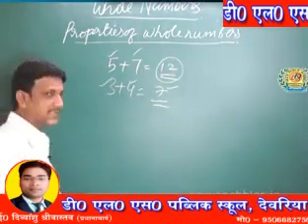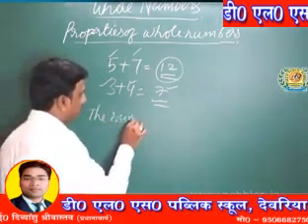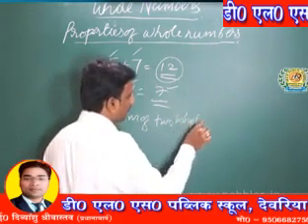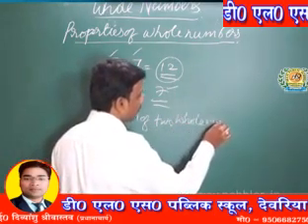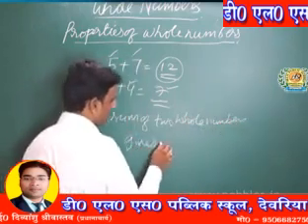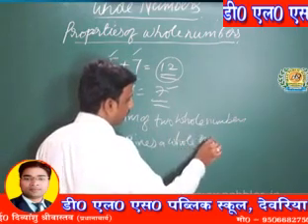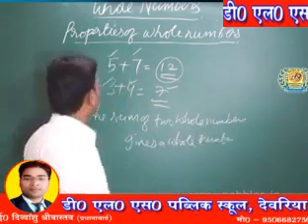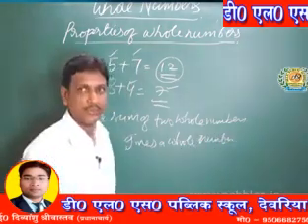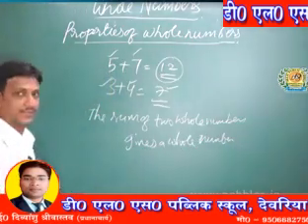From these examples we get that the sum of two whole numbers gives a whole number. So here the sum of any two whole numbers will be a whole number. So this is one of the properties of the whole numbers.